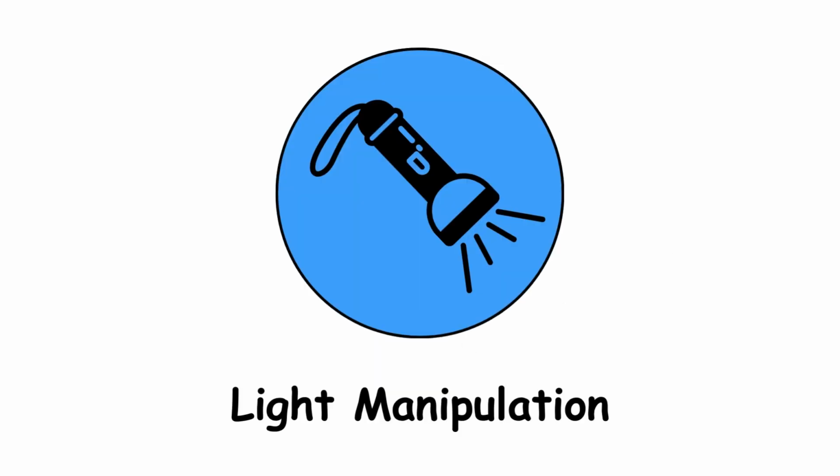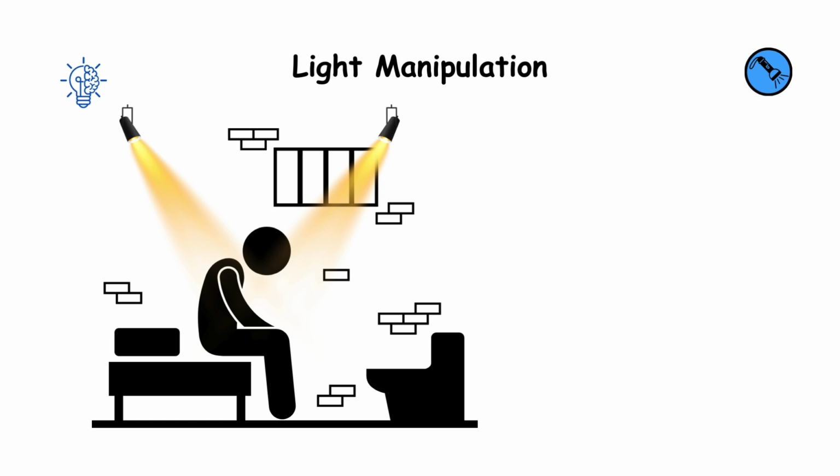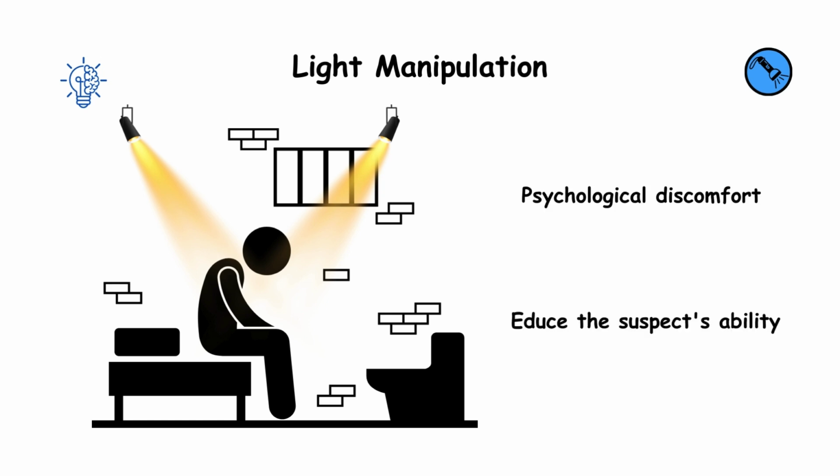Light manipulation. Light manipulation uses bright lights or flashing lights to disorient the suspect. The sensory overload from intense lighting is intended to cause psychological discomfort and reduce the suspect's ability to resist interrogation.